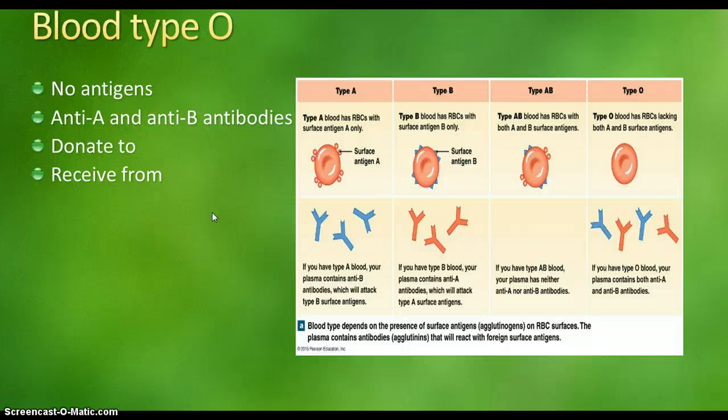However, they do possess both anti-A and anti-B antibodies, which makes them very limited in who they can receive blood from. A, B, and AB all have A or B antigens. Type O has the antibodies. So they can only receive blood from another type O person, but they can donate to all of the others, making them the universal donor.